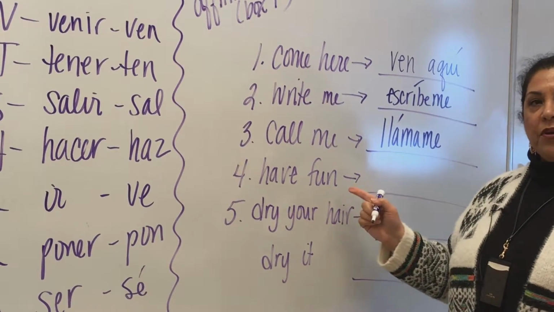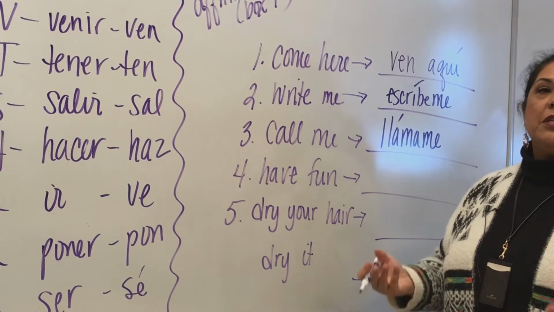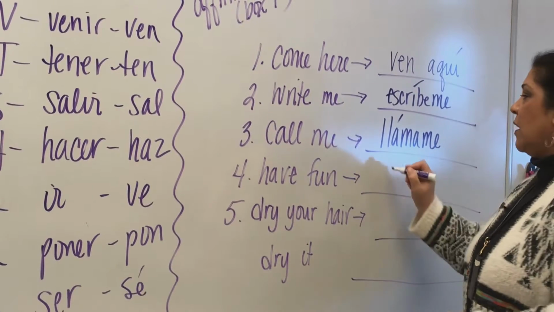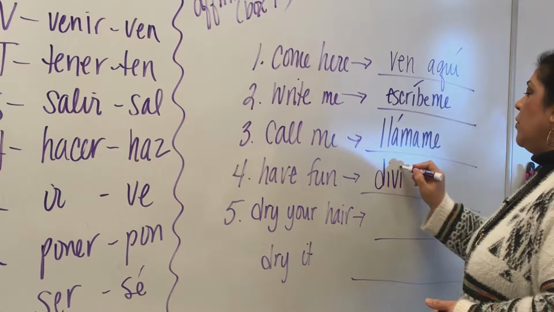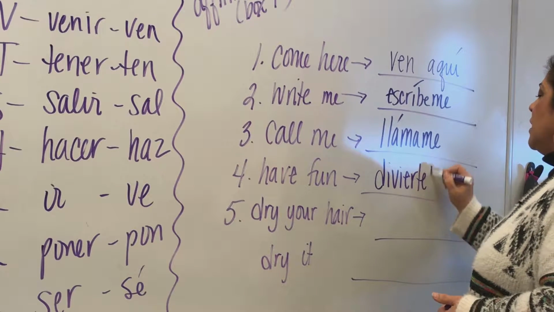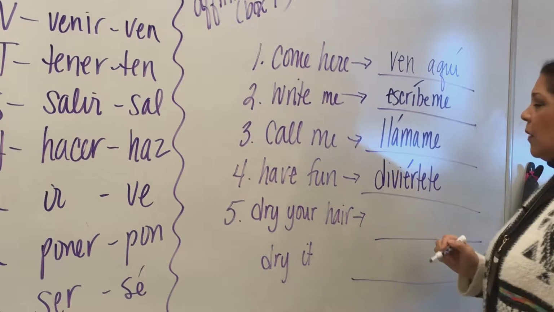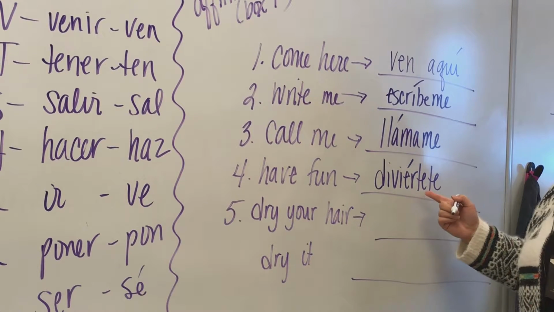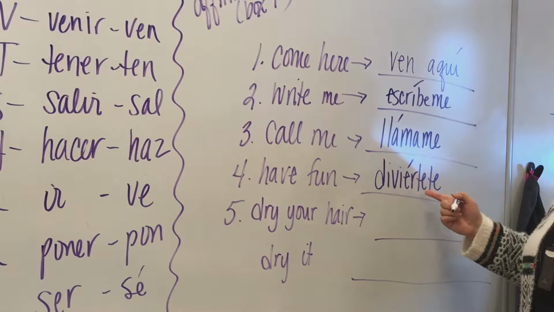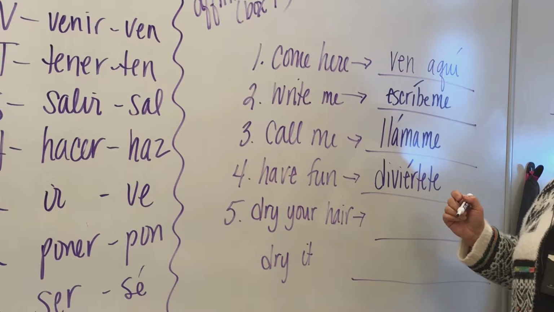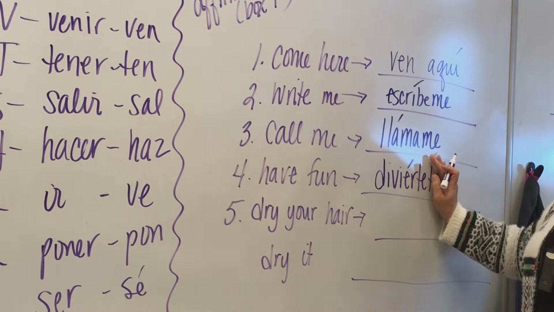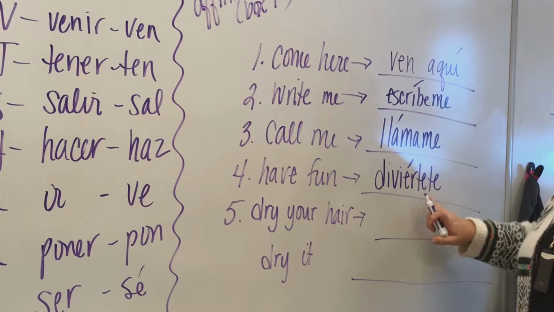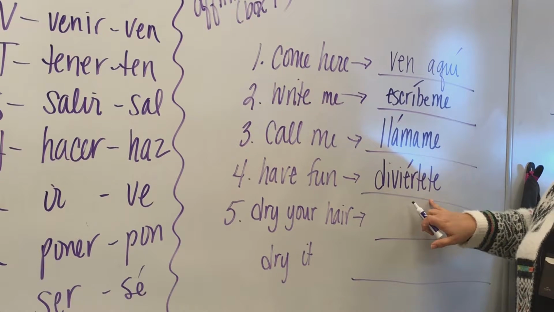Have fun. This is a great verb. This is a reflexive verb, divertirse. Divertirse is to have fun or to enjoy oneself. So this is a tough one if you don't remember your irregulars in the present tense. Now, another thing that I've had students encounter, they look at this and they say, Señora, this is not right. Just because you have te, it's okay. So don't be confused. Divierte is the verb and te is the reflexive pronoun that you need to add.